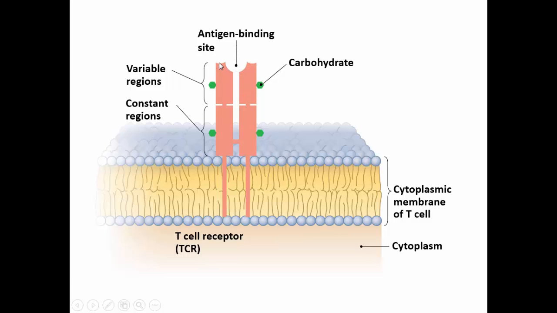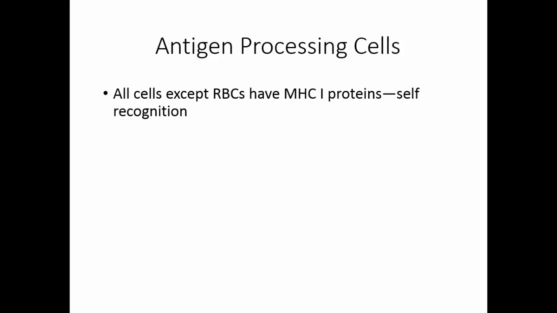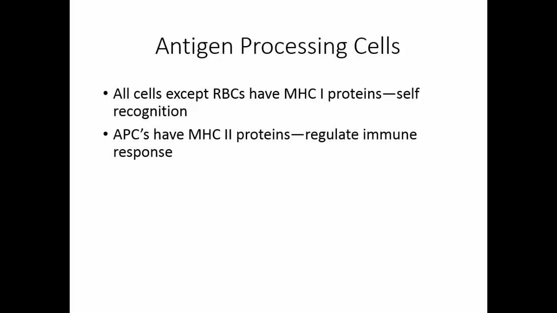Each T cell will have a different antigen binding site. All cells except red blood cells have major histocompatibility complex type 1 proteins. This is part of our self-recognition. Antigen-presenting cells also have an additional set of major histocompatibility complex proteins. These are called MHC2 proteins. These are the ones that are involved in regulating the immune response.